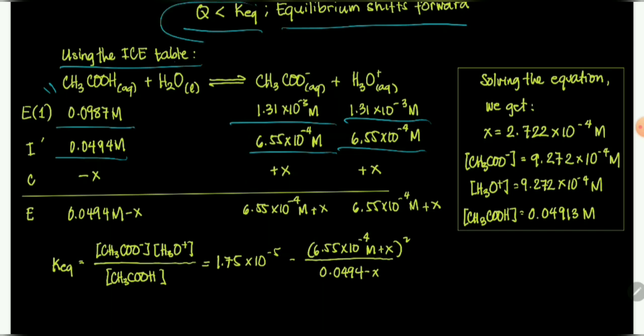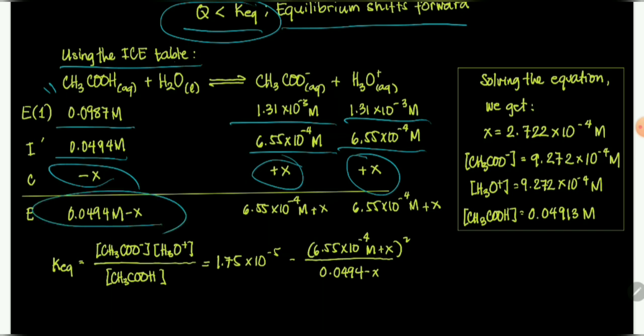So since we found that the reaction quotient is less than the KEQ, we expect that the amount or concentration of acetate and hydronium will increase and the concentration of acetic acid will decrease. So, for the equilibrium concentrations, 0.0494 molar minus X is for the acetic acid. And 6.55 times 10 to the negative 4 molar plus X is for the acetate and the hydronium. So, we will just substitute these values into our KEQ expression. And we know that the KEQ is 1.75 times 10 to the negative 5.